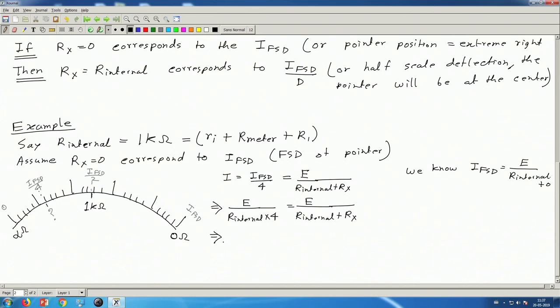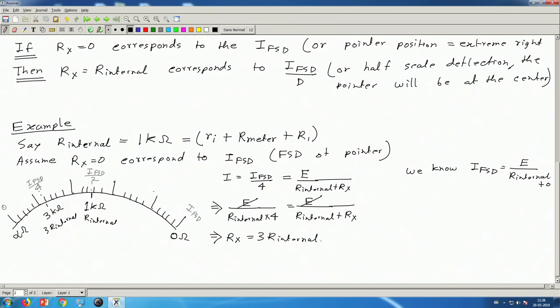From this, the E cancels. So, we can write 4 times R internal is equal to R internal plus Rx, which means Rx will be 4 R internal minus R internal, this will be 3 R internal. So, this point therefore I can write as 3 times R internal, meaning 3 kilo ohm. So this is R internal, this is 3 R internal.